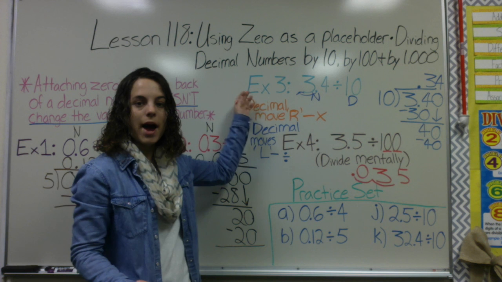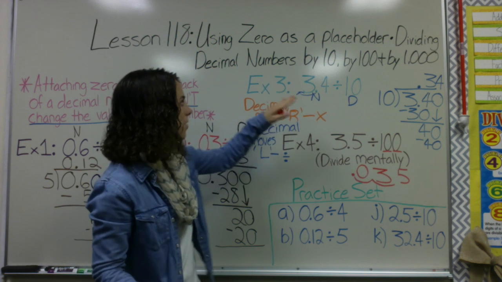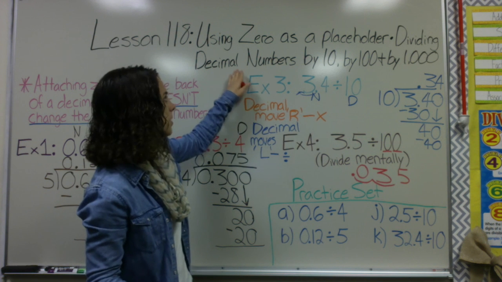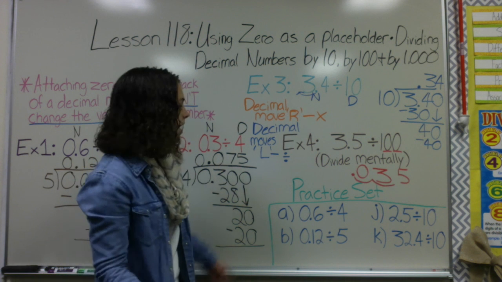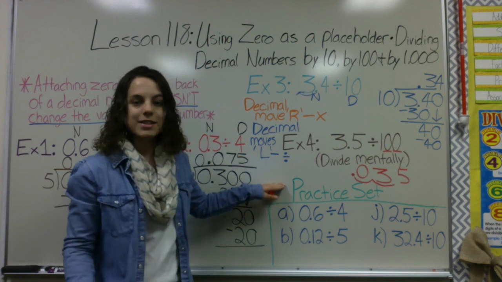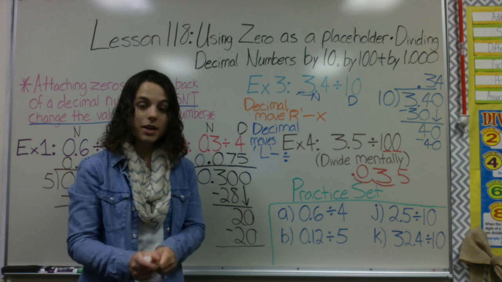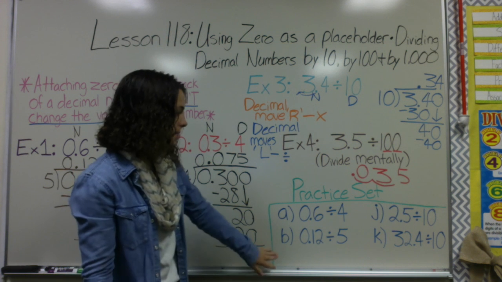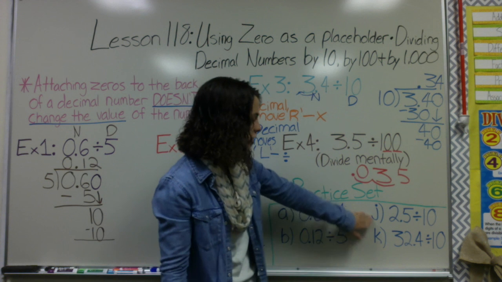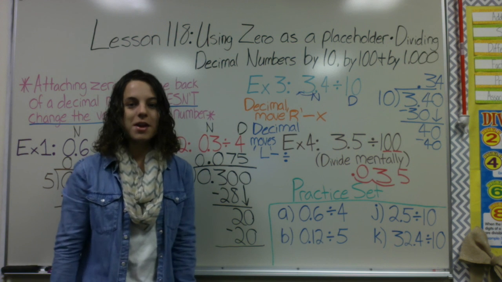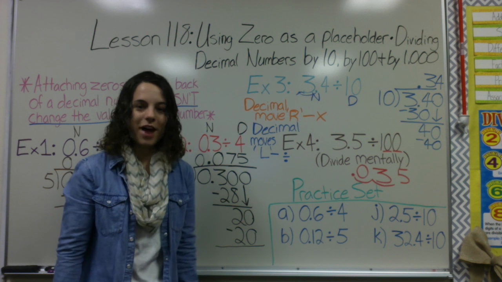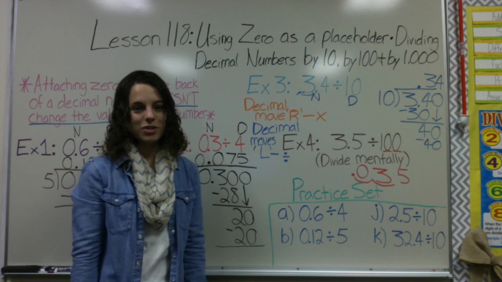We're dividing by 10, by 100, by 1,000 decimal numbers, and also using zeros as placeholders whenever we divide. So I want you to go ahead and do the practice set the best you can. We're going to do plenty more of these. As you can see, we have A, B, and then I skipped over, did J and K, and there are also others afterwards. So we're going to get plenty of practice with dividing decimals. Thank you very much for paying attention.